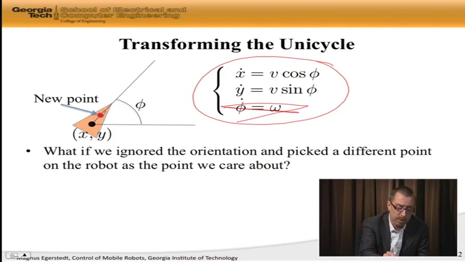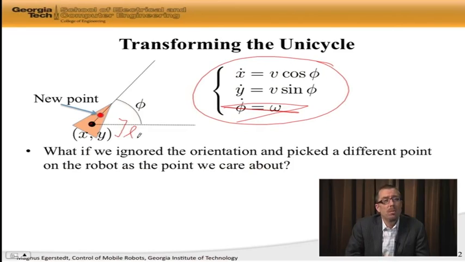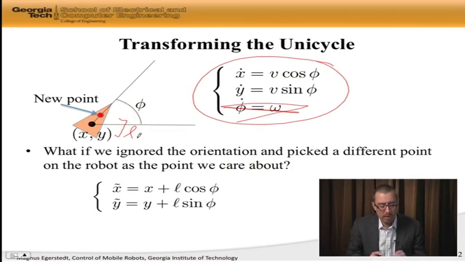Let's pick this point, the red point here, and let's say that the distance between the red point and the black point is some distance L, where L is some small number. What would happen if we looked at this new point instead? Well, let's place the new point at x tilde, y tilde. Then x tilde is simply x plus L cosine phi, simple geometry. And y tilde is y plus L sine phi, where again L is the distance we're moving our point along the heading of the robot.